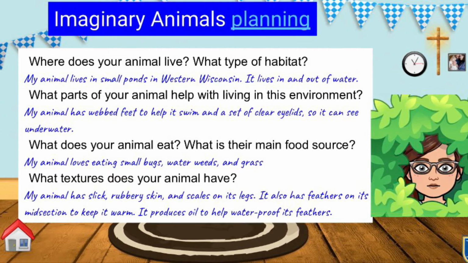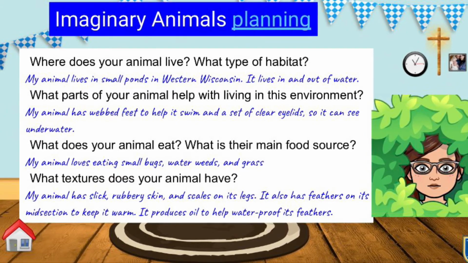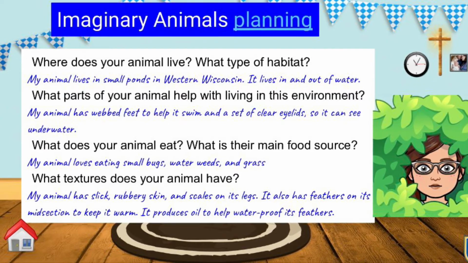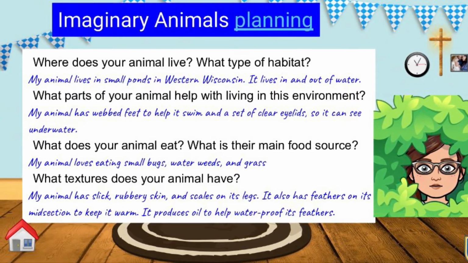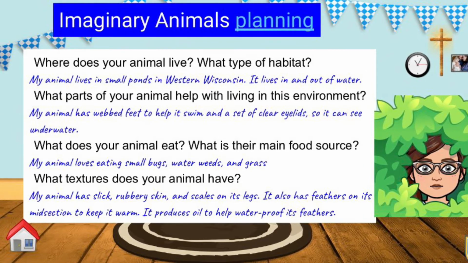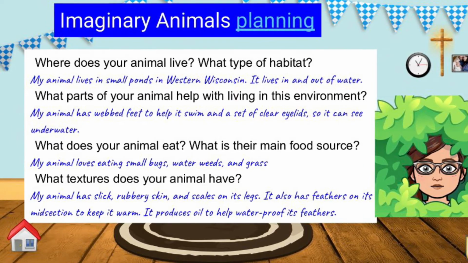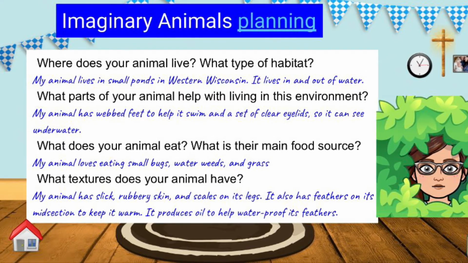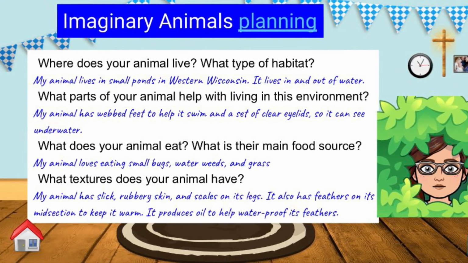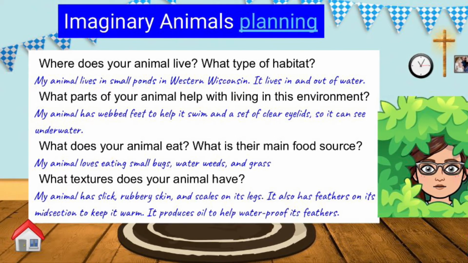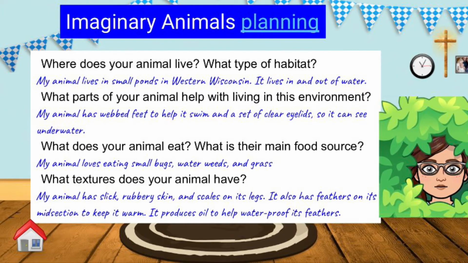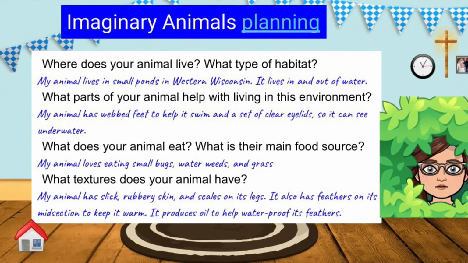What texture does your animal have? Let's remember what texture is. It's how something feels, okay? So my animal has slick, rubbery skin and scales on its legs. It also has feathers on its midsection to keep it warm, and it produces an oil to help waterproof its feathers on that midsection. So why would it be important to know any of this stuff? Well, when we're going to create this animal, you're going to have to include those different art elements and ideas.